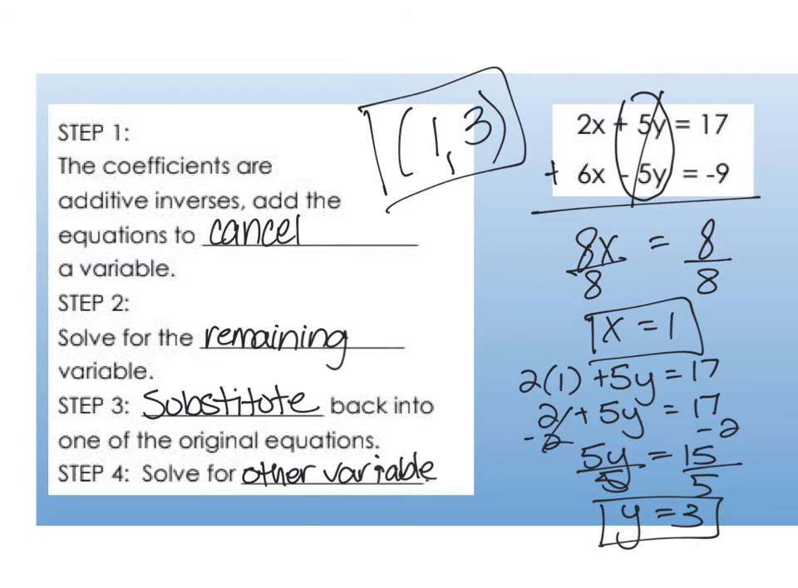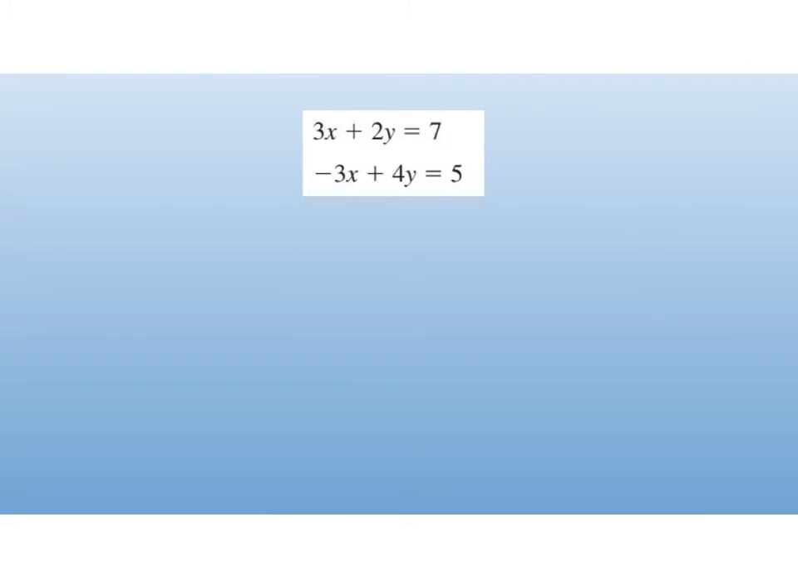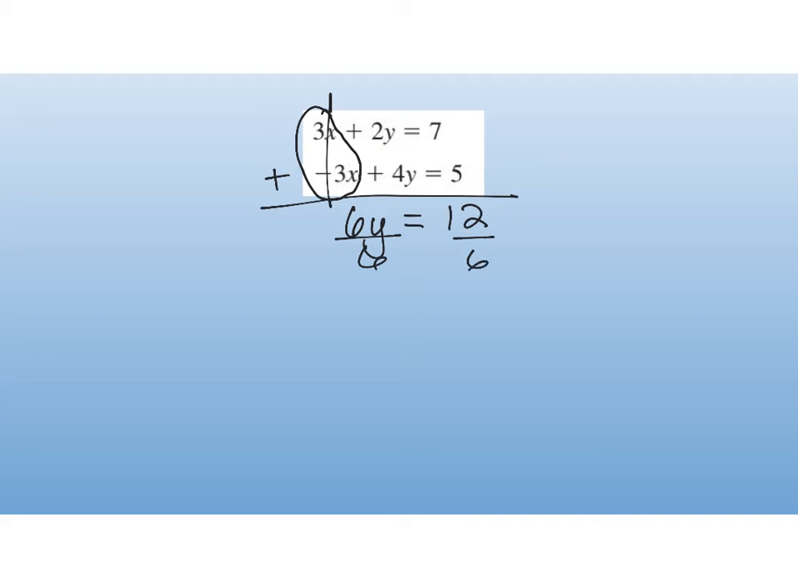Let's try some other ones. All right, so our first step is to add the two equations. If you notice, we have a positive 3x and a negative 3x, so that's going to give us a value of 0. So I can add 2y plus 4y, which is 6y. And then 7 plus 5 is 12. I'm going to solve for y by dividing by 6 on both sides. So y equals 2, which is our first step of the process.